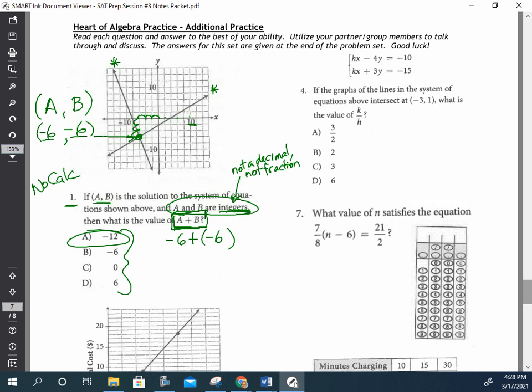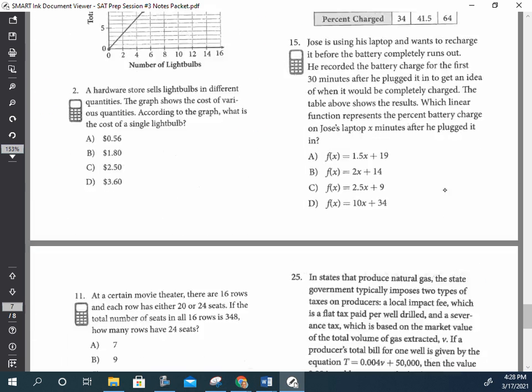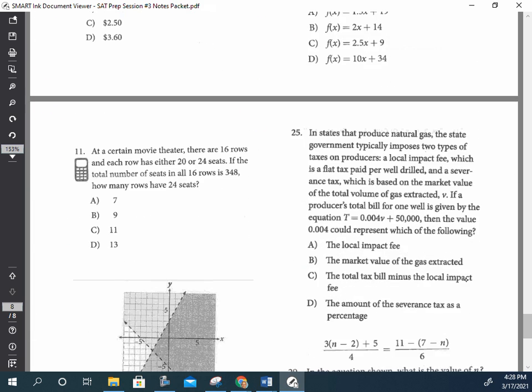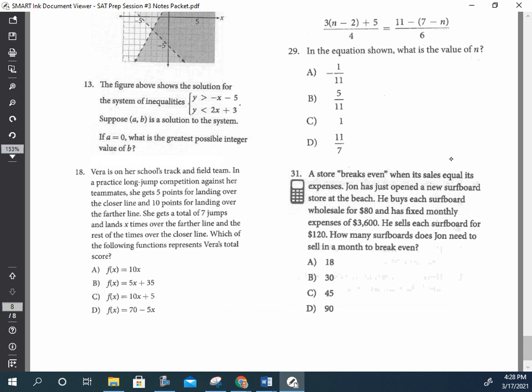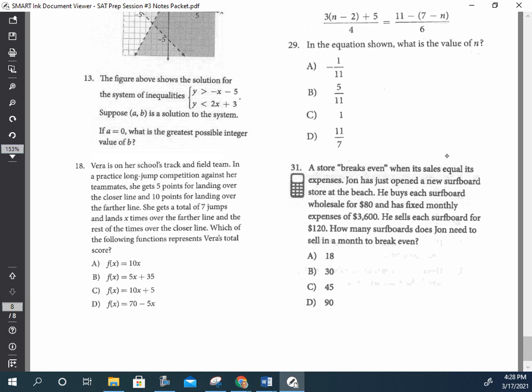Alrighty then, let's look at a calculator problem before we do some practice together. So notice in this case, we're going to look at problem 31. For the book that I used for this SAT packet today, they have calculators next to the problem where you would be using a calculator.